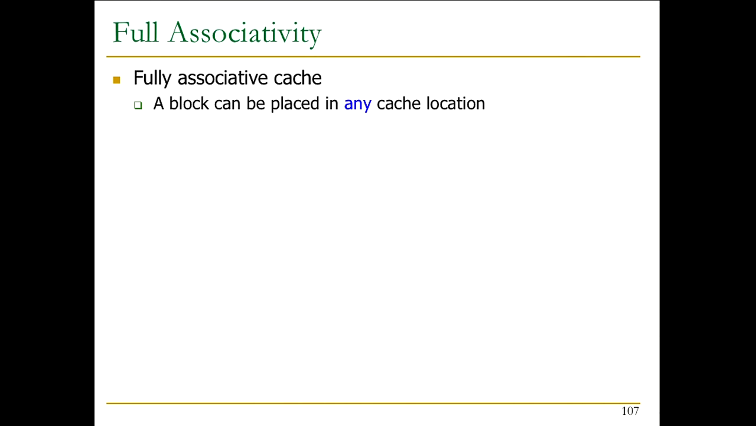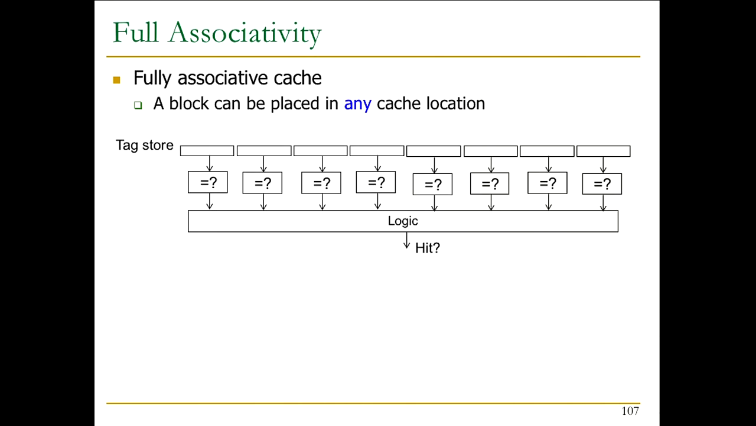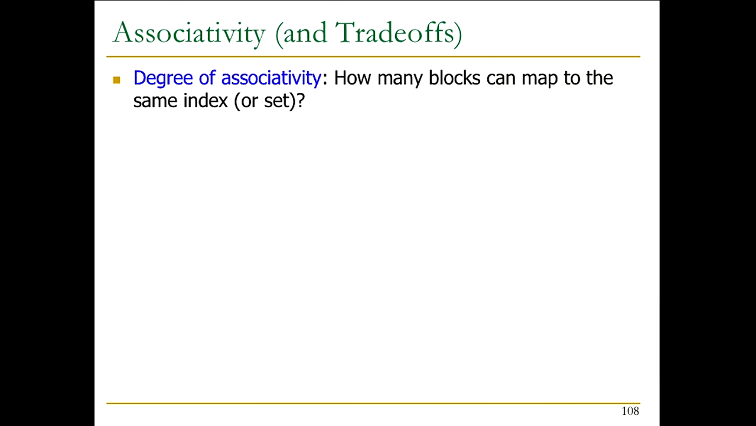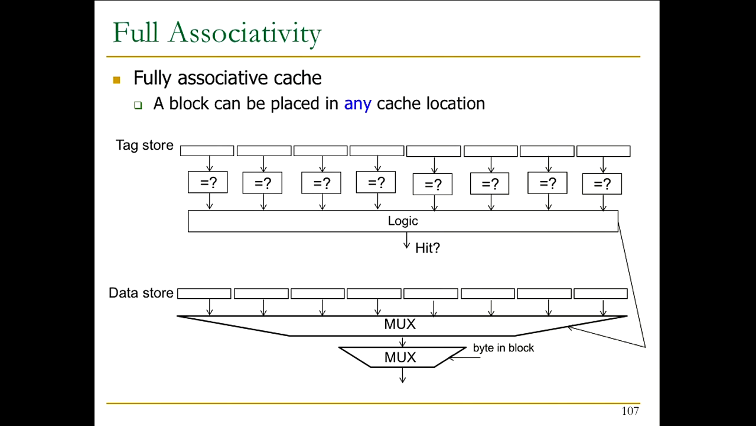A block can be placed in any cache location. There's no index bits. This is fully associative or associative memory. Basically, you take the tag. There's no index bits. You have the tag and you have the byte and block. You basically compare the tag to all of the possible tag locations in the cache. And you have a lot of comparators as a result. And then you have a huge wide mux. Make sense? That's the idea of associativity. And that's the clear trade-off between associativity and hit rate.